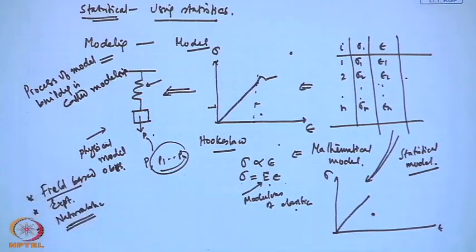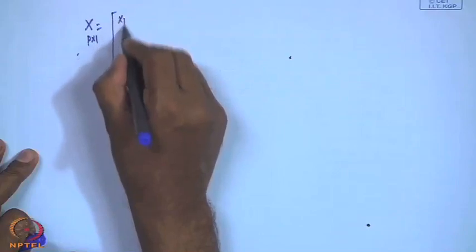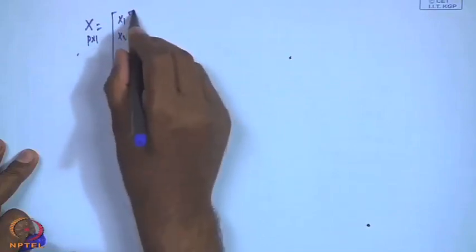So, let us see some of the slides now, now that I have told you what is multivariate. Why should I use it? It is an obvious question: why should I go for multivariate things if I can do it some other way? There are some key issues which will be known to you later on. When you talk about multivariate, we talk about multiple variables, that is p cross 1, if p is the number of variables x 1, x 2, up to x p.